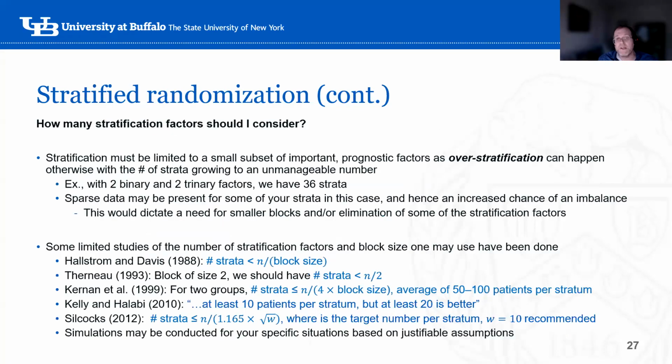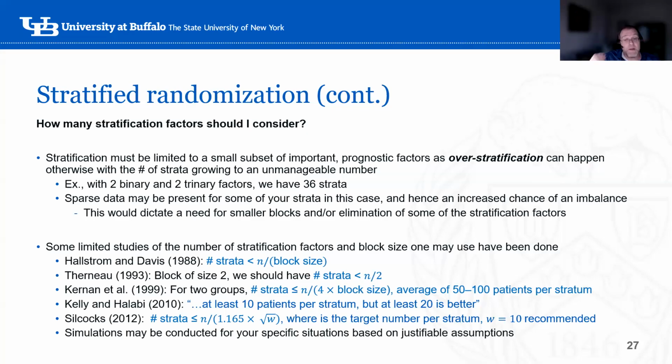One question might be, well, how many stratification factors can I use? And here you're going to have some limitations. You can't consider hundreds of stratification factors, even though you would love to, because you can end up with what we call over-stratification, where you're going to end up with a lot of strata that are not filled or have minimum numbers. What I mean by that is, say that I consider two binary and two trinary factors. How many strata does that mean I have? 2 times 2 times 3 times 3, 36, right?